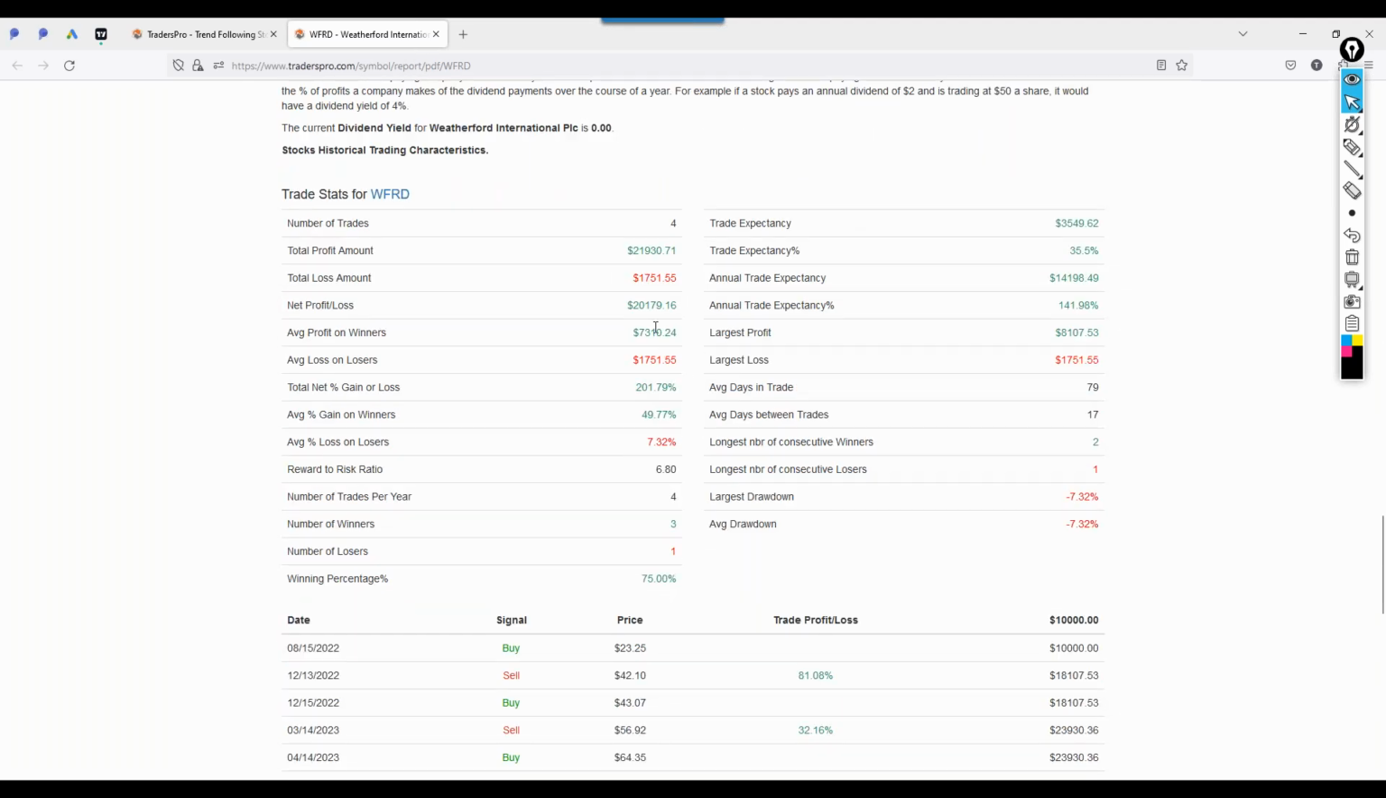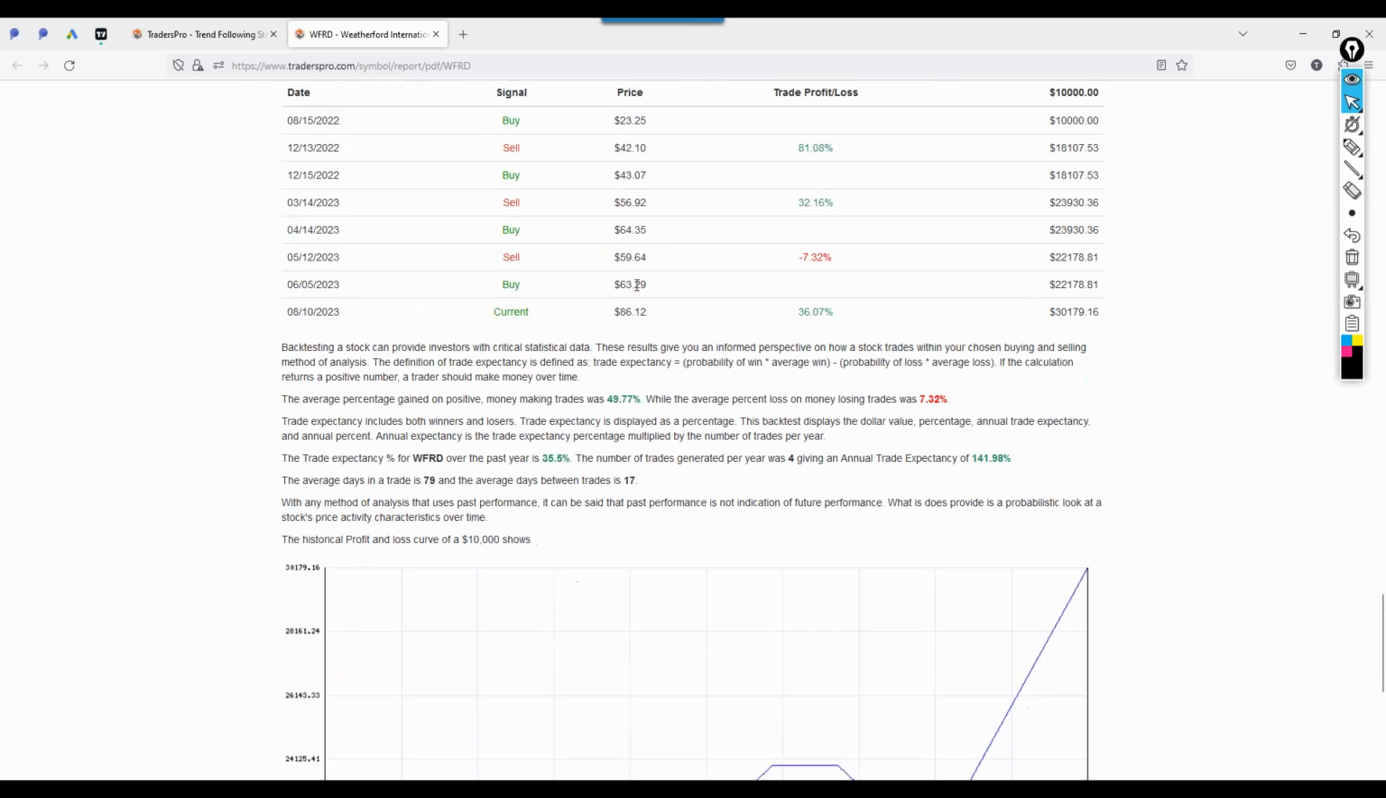Now on this report here as well, this also includes the trade statistics on the back test. So you could say, and the value of a back test, and I explain that down here, back testing a stock can provide investors critical statistical data. These results give you an informed perspective on how a stock trades within your chosen buying and selling method. Okay, TradersPro is a buying and selling method.